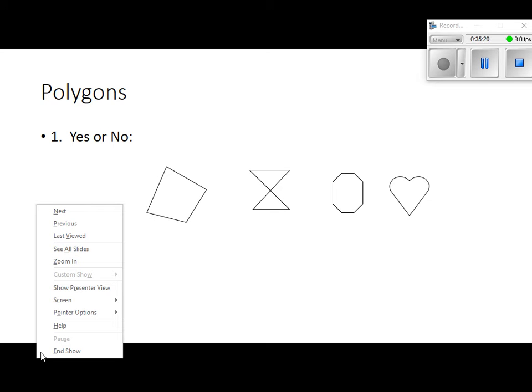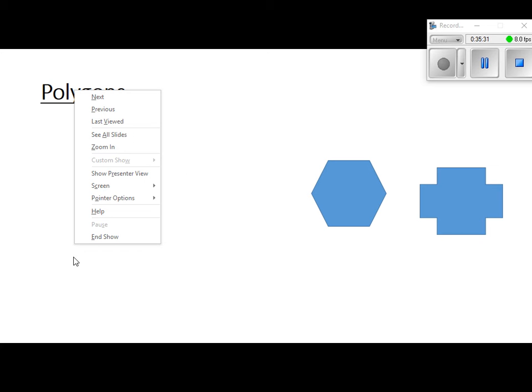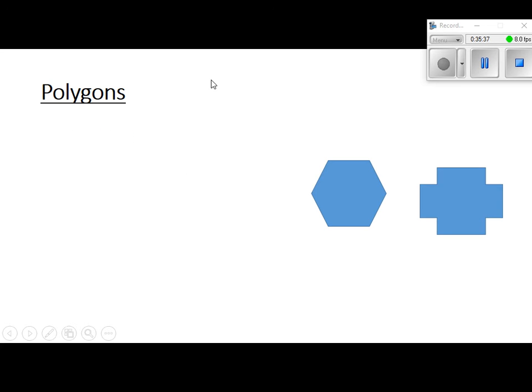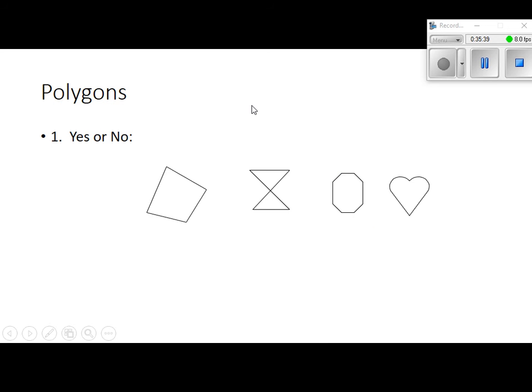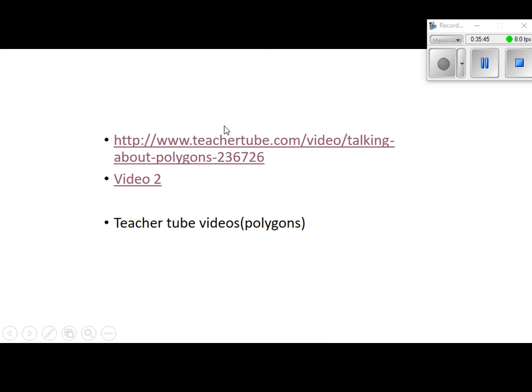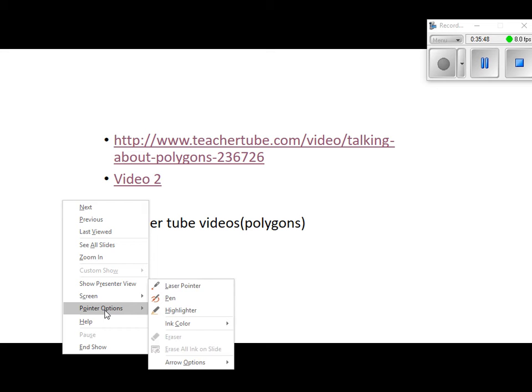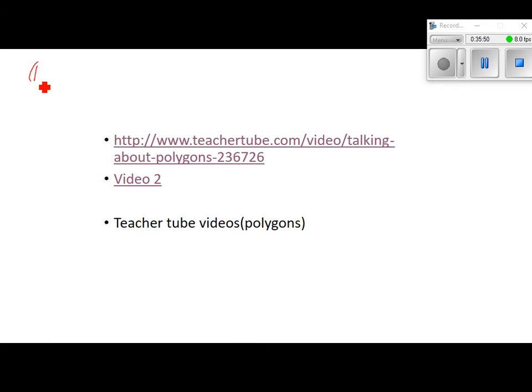Okay, if everybody's listening, four things. Let's do this though. Let's go to this and then we'll go previous. Previous. Let's go all the way back. Pointer options. And this time, four properties of a polygon.